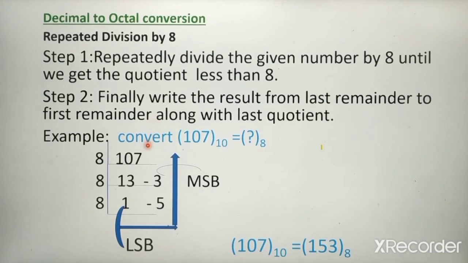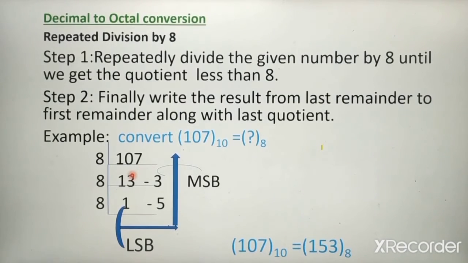Next we can see an example of how to convert 107 to the proper octal number. Here first consider the number 107, divide by 8. We are getting the quotient as 13. 13 8s are 104, 3 as a remainder. So now we check whether our new quotient is less than 8 or not. It is not less than 8, it is greater than 8.